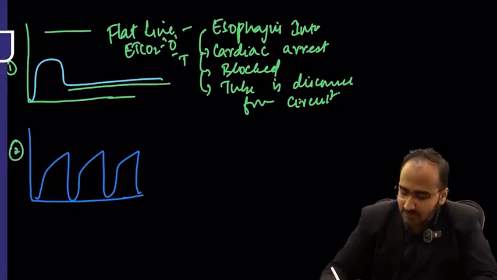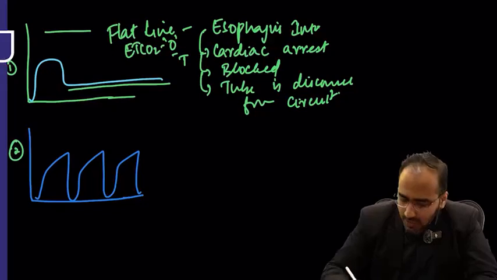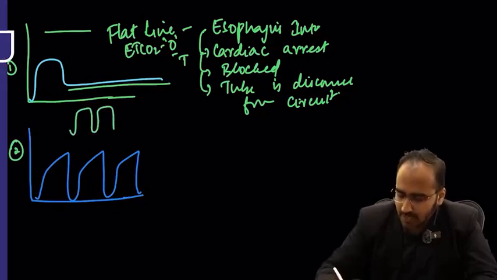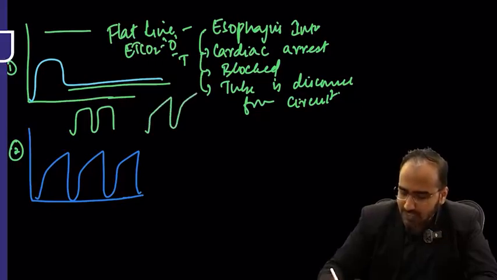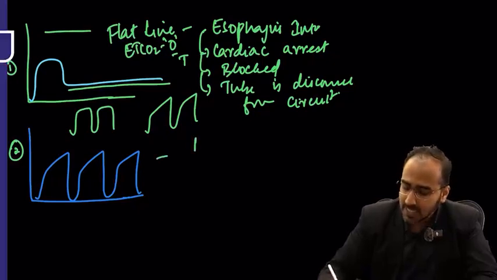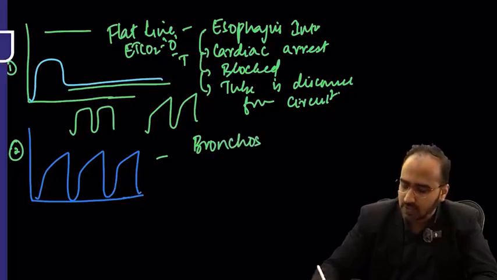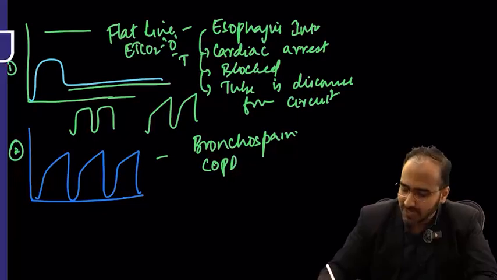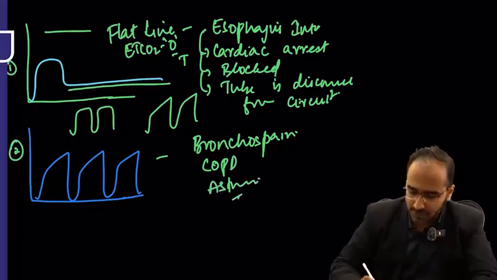Second, you will see a shark fin pattern. Just look over here. The normal capnograph looks like this. But in this capnography, you are seeing a shark fin type. Shark fin capnography is a hallmark feature of bronchospasm, which is seen in patients with COPD as well as bronchial asthma.